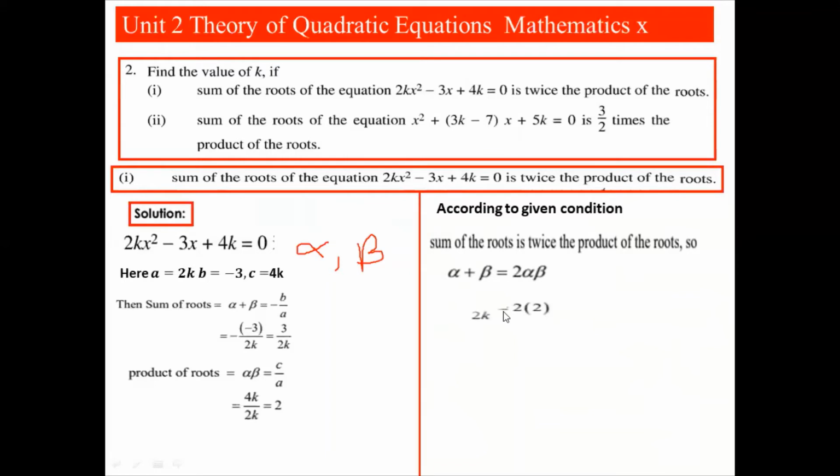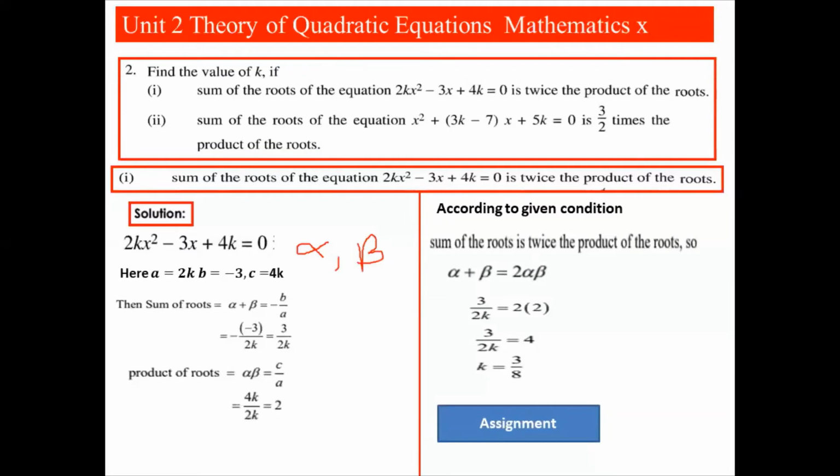So by using these values, we can write the sum of the root is equal to 3 by 2k, and the product of the root, alpha beta, is equal to 2. So we can write this as 3 by 2k is equal to 4. So we can say that k is equal to 3 by 8. Just multiply k here and divide by 4 here. So this will be equal to 3 by 8. So the required value of k is 3 by 8.